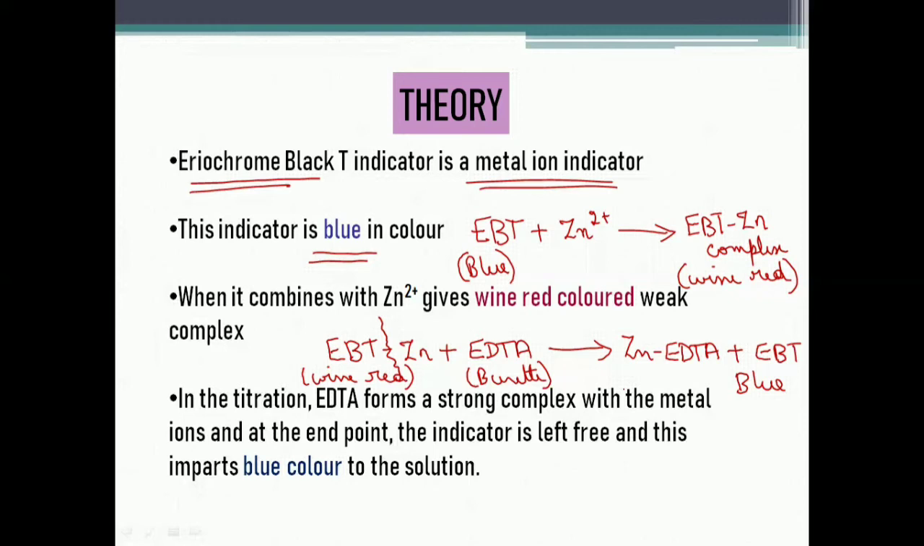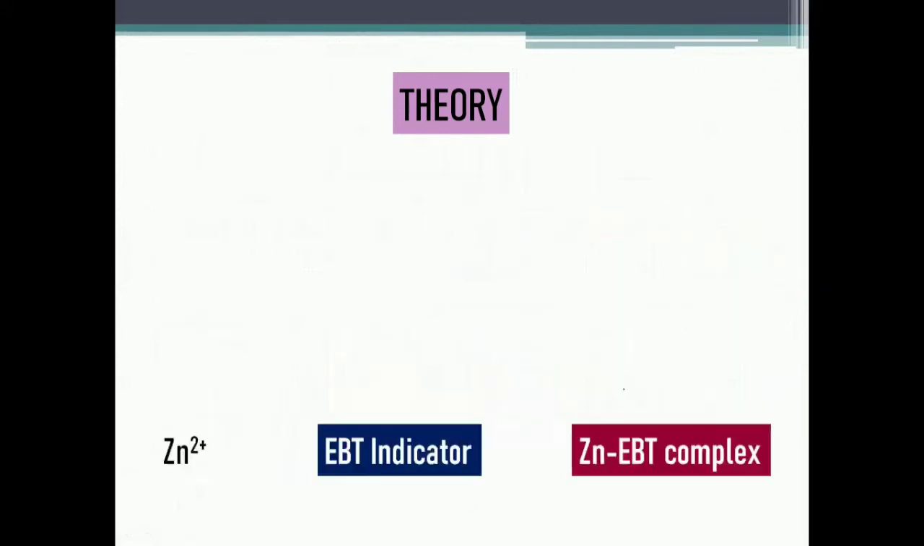So as the reaction progresses, the wine red color slowly gets converted to blue. And at the end point, the color change is from wine red to blue. So this is the theory of the colors involved in this reaction, and the basic reaction involved: how the complex is formed between zinc and indicator in the beginning, and then this complex breaks down to form the zinc EDTA complex. So let me explain this with the help of the structures of the indicator as well as EDTA.